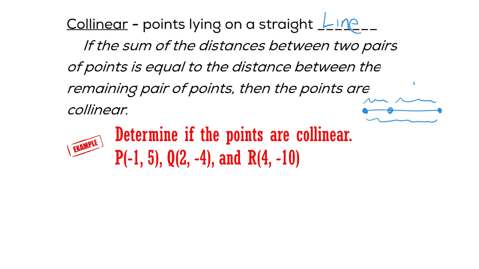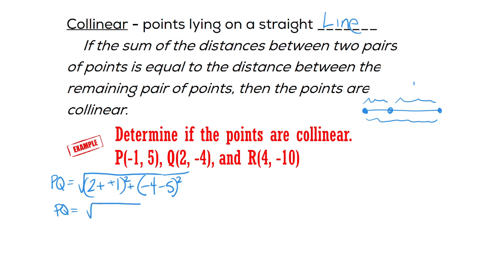So start way over here on the left, and I'm just going to do PQ. So I'm going to name this PQ. It's equal to the big square root of (2 minus negative 1) squared plus, since I started with the 2, I have to start with the negative 4. All right, so PQ is equal to the square root of 9 plus, and if you look at this, this is going to be a negative 9 squared. That's an 81. So PQ is equal to the square root of 90.